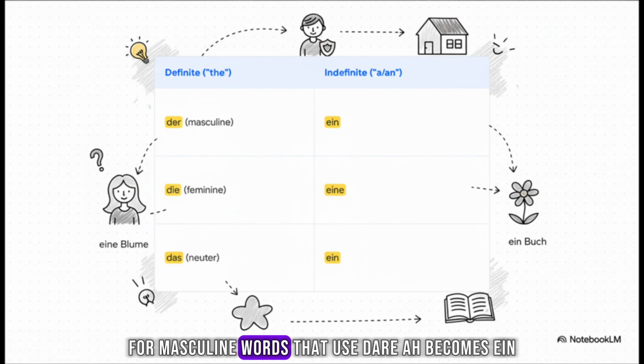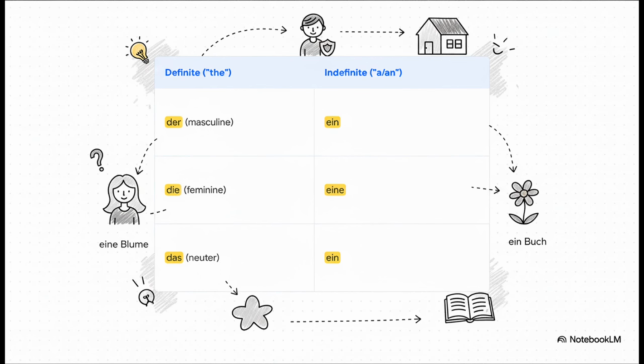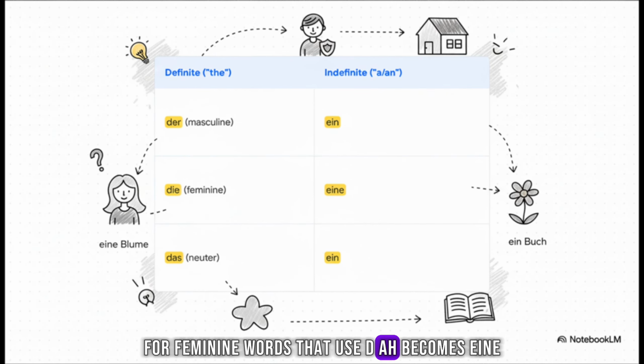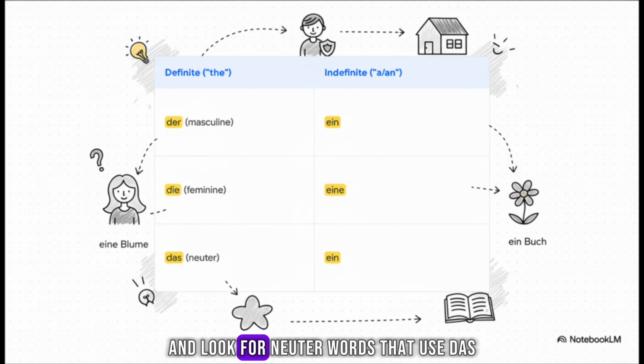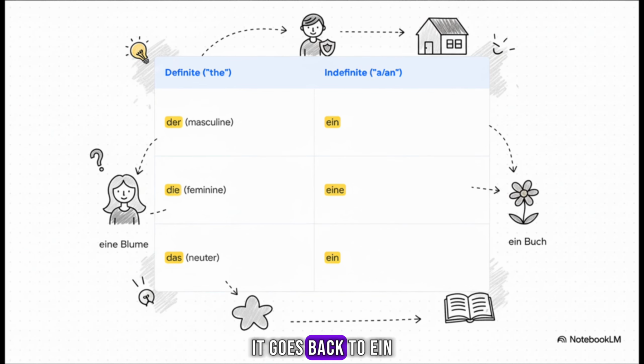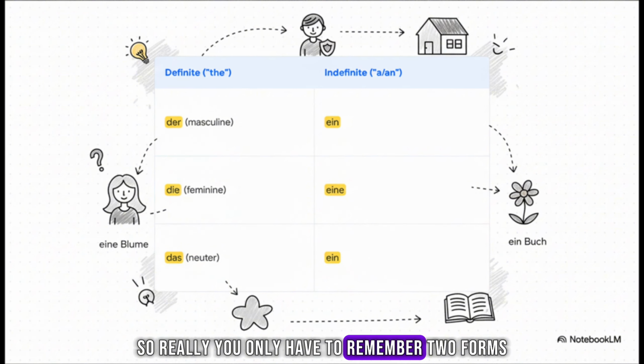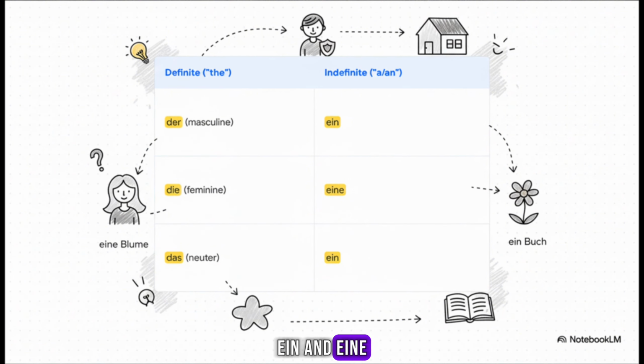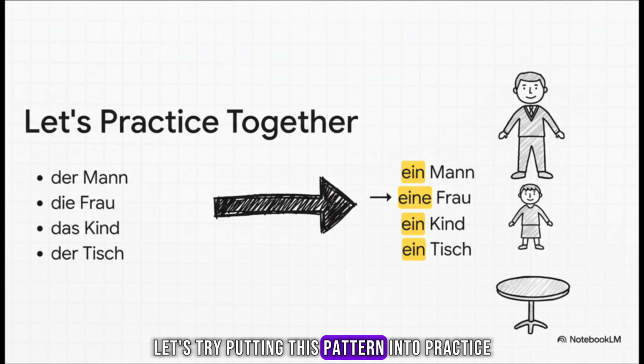For masculine words that use der, becomes ein. For feminine words that use die, becomes eine. And look, for neuter words that use das, it goes back to ein. So really, you only have to remember 2 forms, ein and eine. Let's try putting this pattern into practice.